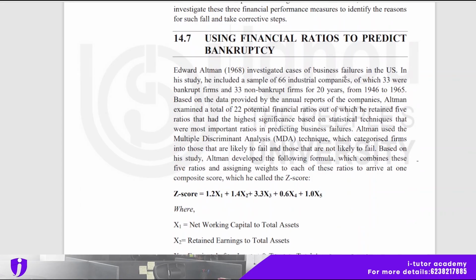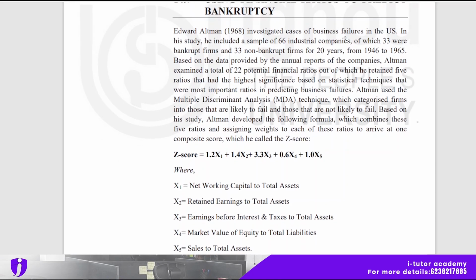And now, using financial ratios to predict bankruptcy. Edward Altman investigated cases of business failure in the US. In his study, he included a sample of 66 industrial companies, of which 33 were bankrupt firms and 33 non-bankrupt firms, for 20 years from 1946 to 1965. Based on the data provided by the annual reports of the companies, Altman examined a total of 22 potential financial ratios, out of which he retained 5 ratios that had the highest significance based on statistical techniques and were most important in predicting business failure.